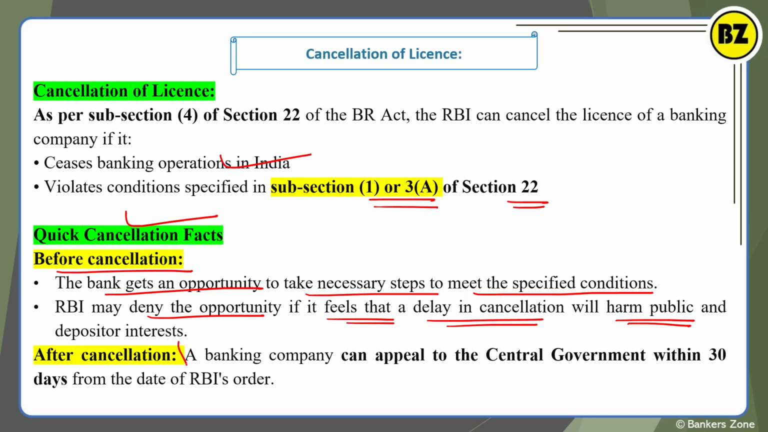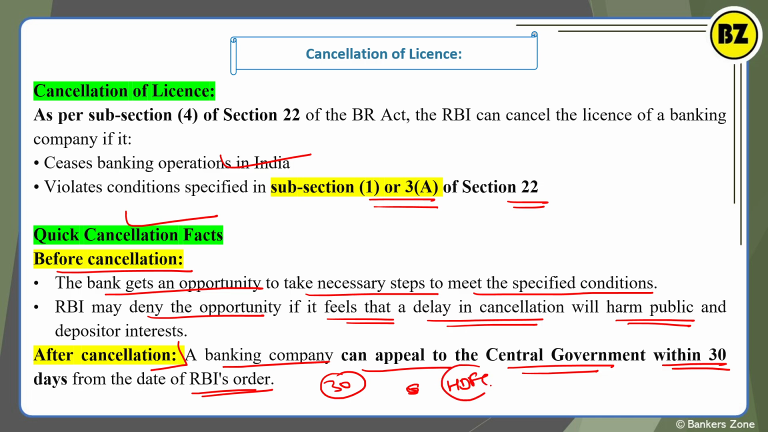So what happens after cancellation? It is important. The banking company can appeal to the central government within 30 days from the date of RBI's order. For example, say RBI has cancelled the license of HDFC Bank. HDFC Bank can approach the central government within 30 days of the order of cancellation. It is important to note the period of 30 days.